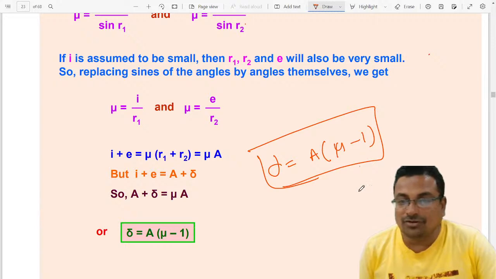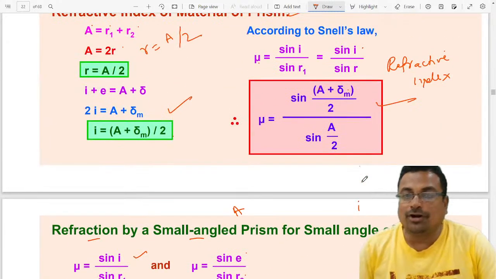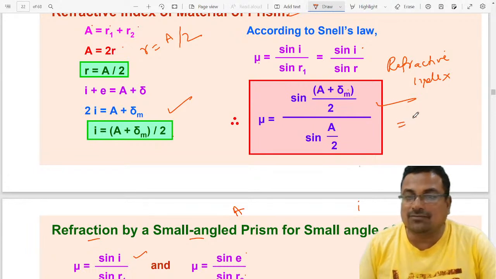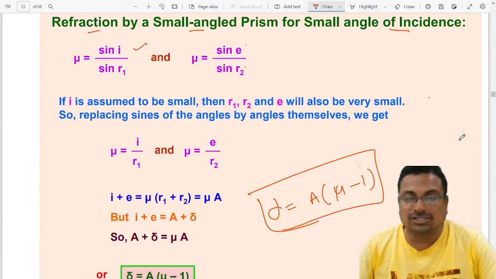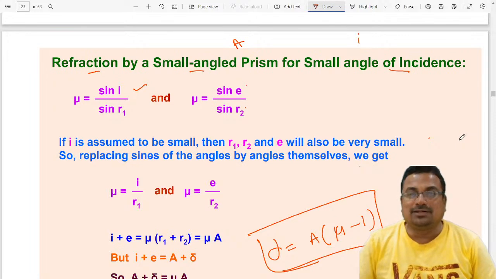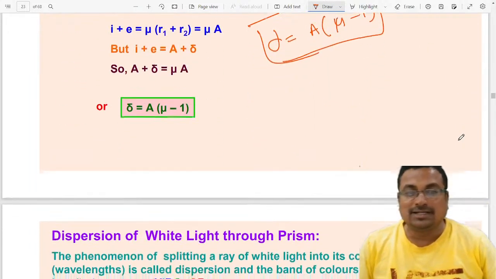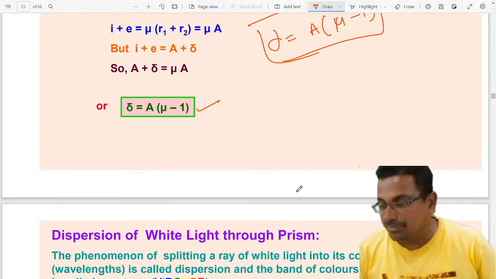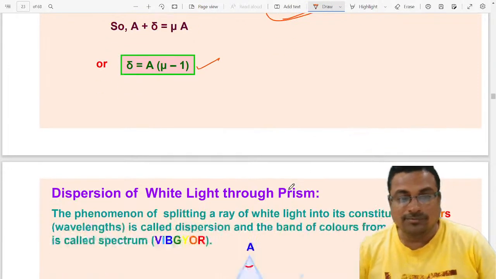So just now we have learned the important formula for the refractive index of a prism, that is equal to sine of the angle of prism plus the angle of minimum deviation by 2, upon sine of the angle of prism by 2. Now this is refraction by a small angle prism for a small angle of incidence. This formula is for minimum deviation.